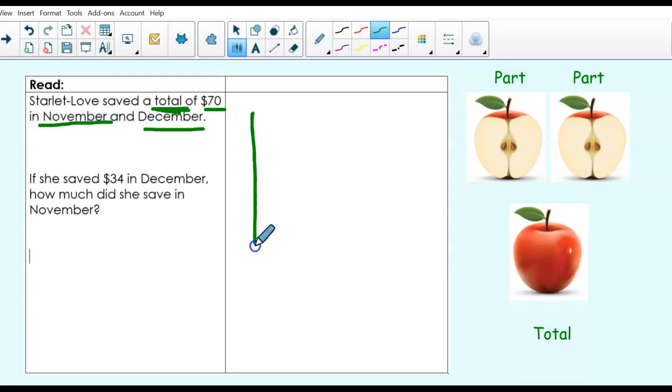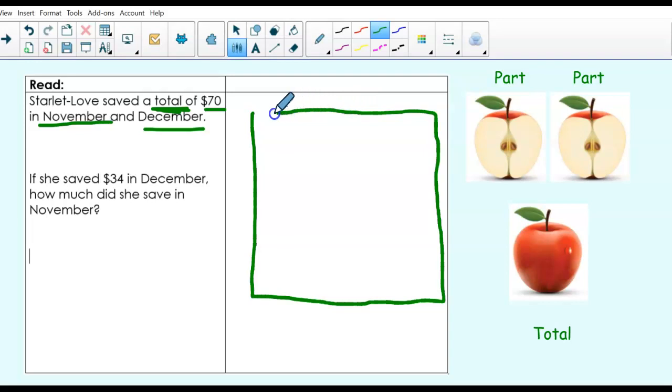So let's go ahead and draw our box. If you don't have a pencil and paper yet, please pause the video and get one. Then unpause the video and follow along.